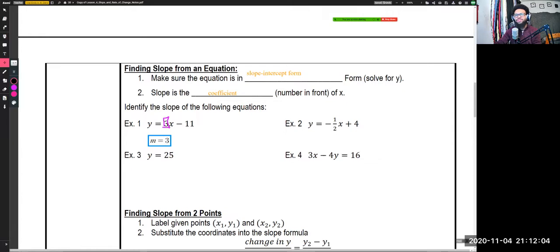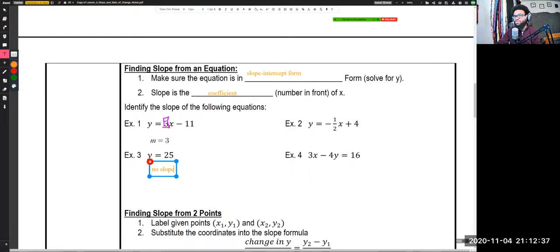Now let's look at number 3. Number 3 looks a little strange because we don't have an x in number 3. We just have y equals 25. What would that be? Certainly not an equation. I know that y equals 25 would just be a line. So this has no slope, okay? Number 3 has no slope. All right, and we'll go over some more examples like that in the future.